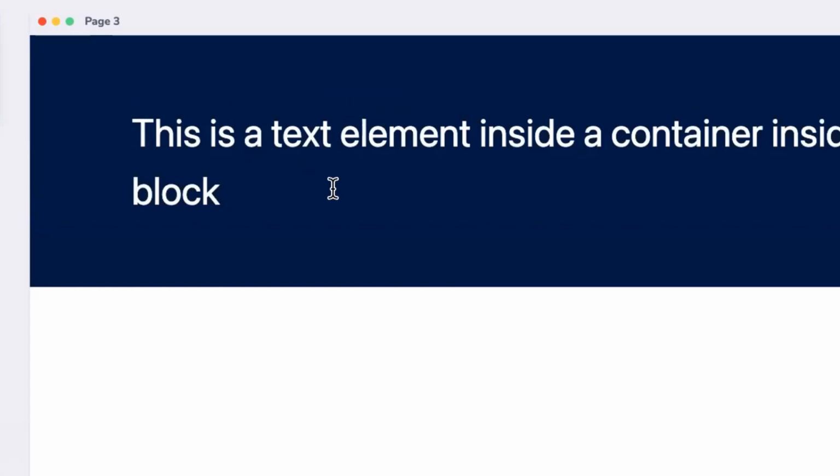Now, you notice that the background of the container was transparent. So now everything on the block has this color, and you can change that if you want to. But what we have now, if you think about the layers, is text inside a container inside a block. So blocks, containers, and elements.